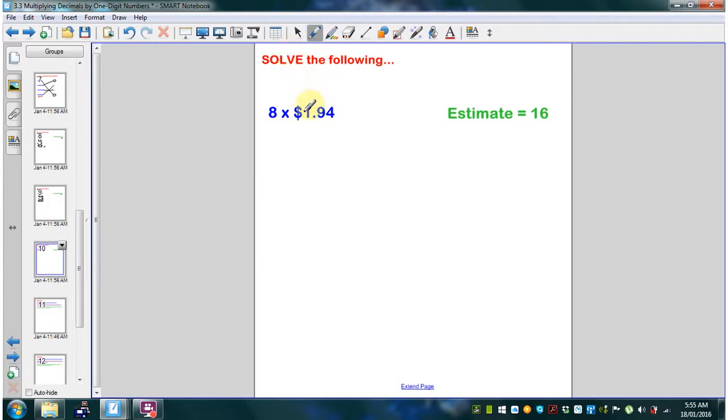Alright, so this time we have $1.94. So 8 times $1.94. Well, we guessed that was about 16. So let's check now. Alright, so first step is to write this in our column method with the decimal number on top.